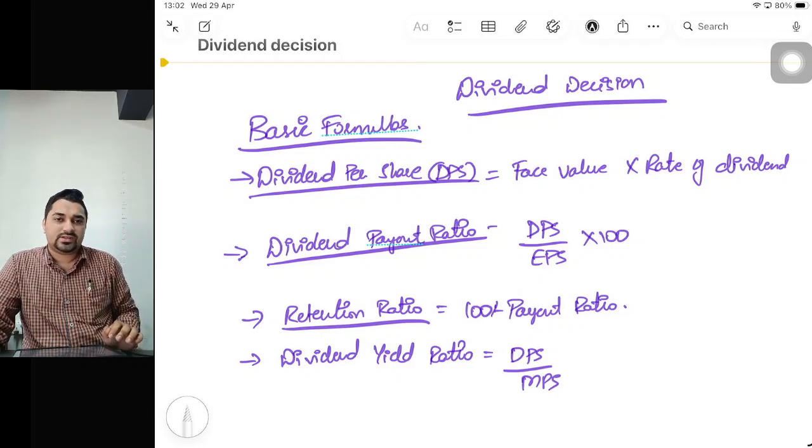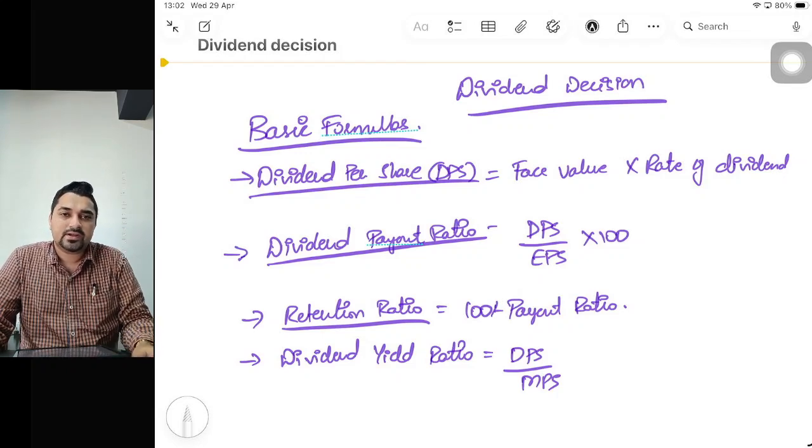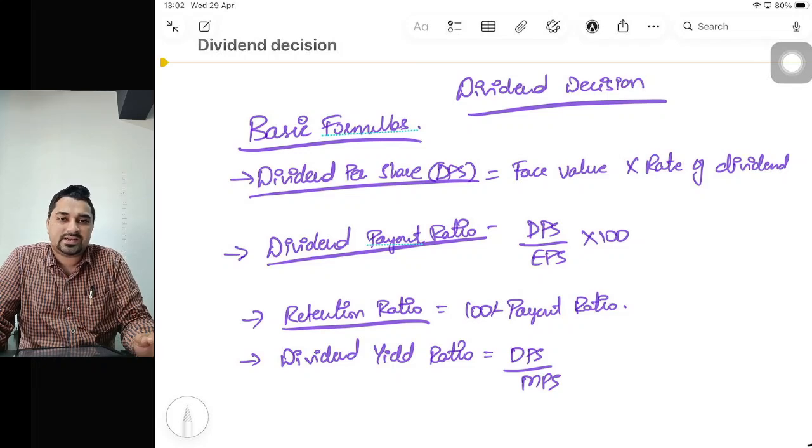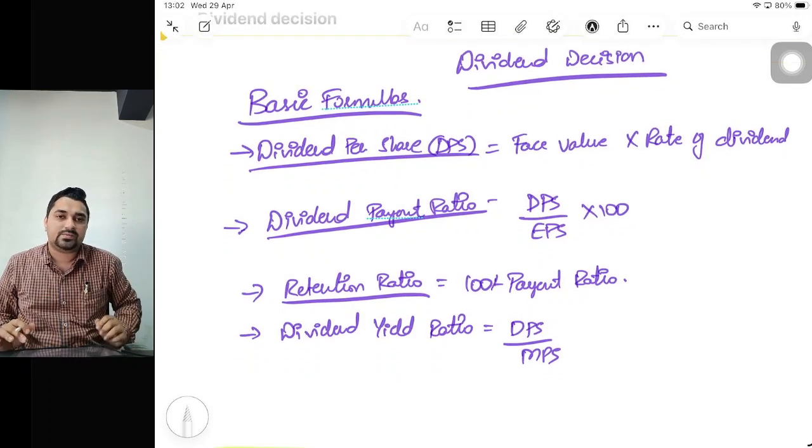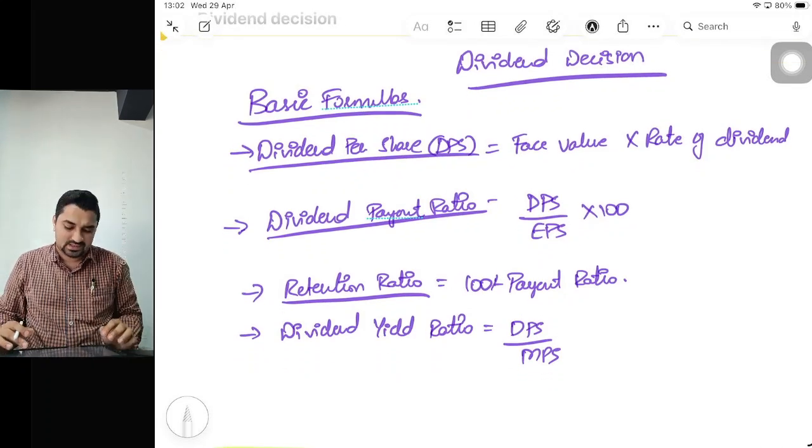So let us continue with the revision series of CA Intermediate FM. Today we'll be revising an extremely easy but scoring chapter, that is your dividend decision. As you're aware, FM is a function of three decisions: financing decision, investment decision and dividend decision. So we'll discuss dividend decision. Even before we step into the core content, let us revise some basic formulas.